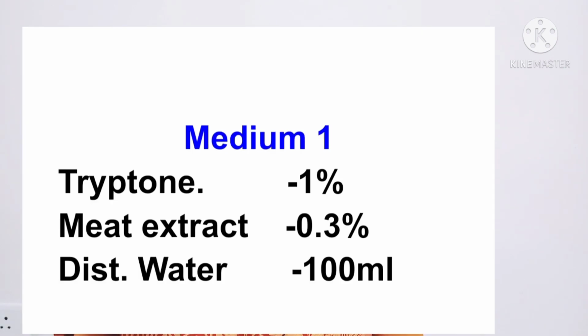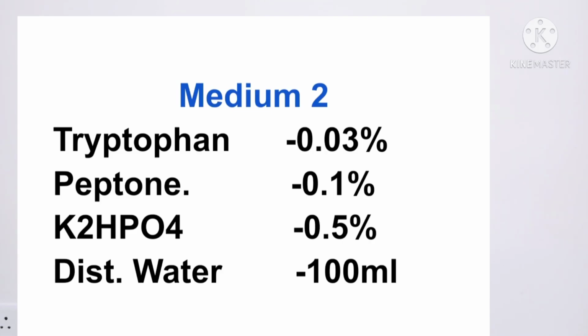have suggested 3 methods. First is using a medium which contains tryptone 1%, meat extract 0.3% in distilled water. They have suggested another medium which contains tryptophan 0.03% and peptone 0.1% with buffer 0.5% in distilled water. Both these media can be heavily inoculated with the test organism and then incubated at 37 degrees Celsius in a water bath for about 2 hours. Then add 4 drops of Kovacs reagent which has got isoamyl alcohol as a solvent. A reddish ring appears if the organism is indole positive.